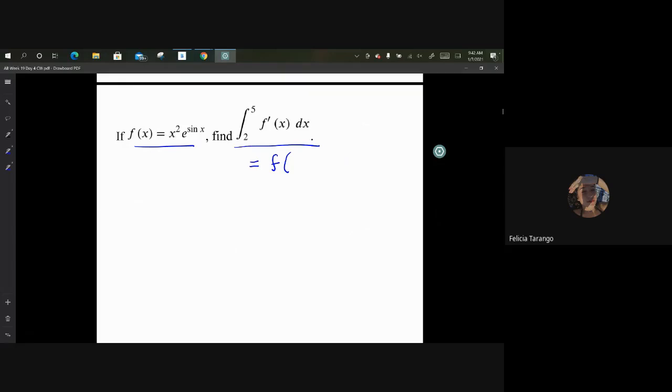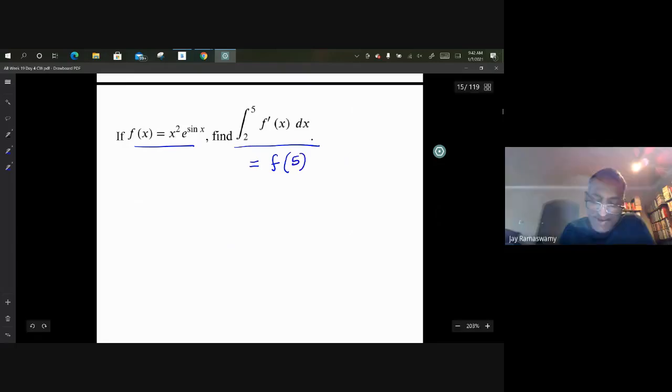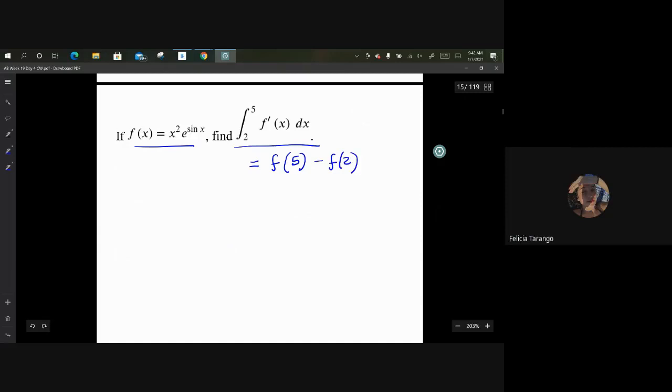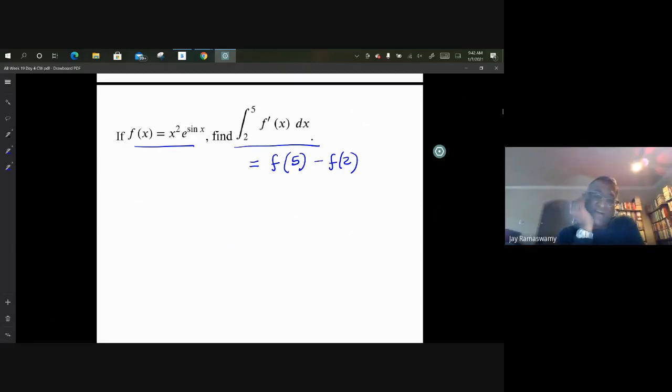Wait. Other way around. No, f of 5 minus f of 2. Yeah, upper limit. Oh, thank you for remembering that. Stop. Do we totally have f of x? Yes. Okay, now pay attention. We're not doing it, but pay attention.